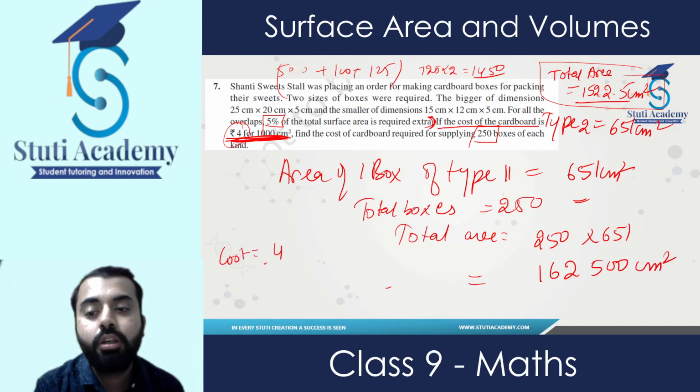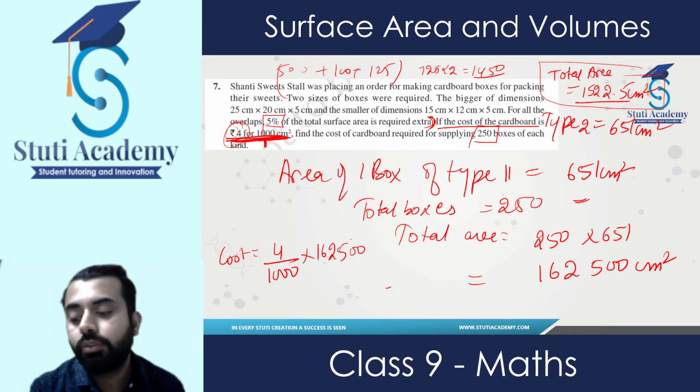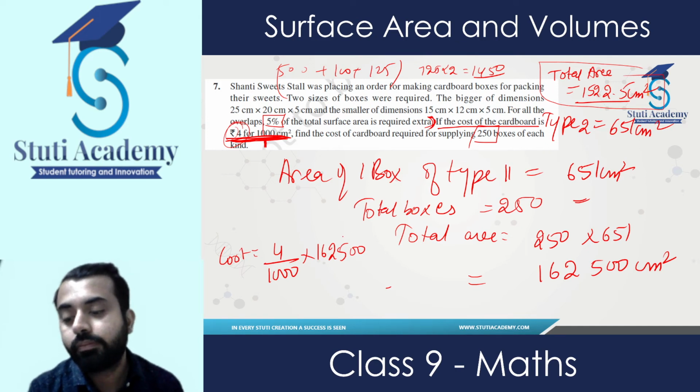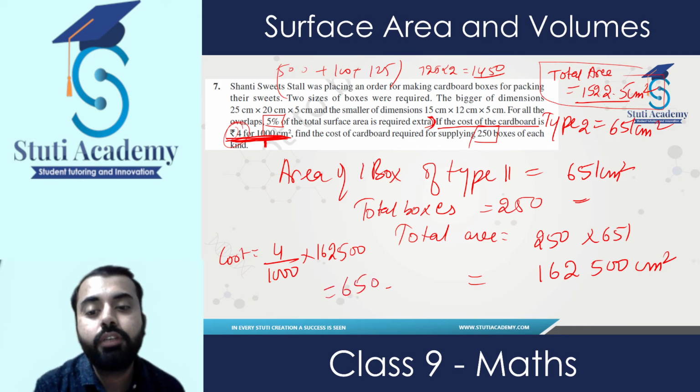Cost will be 4 over 1000 because 1000 centimeter square costed 4 rupees. So cost of 1000 centimeter square was 4. So cost of 1 centimeter square will be 4 by 1000. Total cost will be what? So 4 by 1000 into 16250. Multiplying with 4, I got this 650 divided by 1000. So I got my cost which was 650.